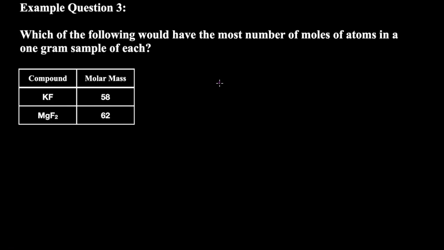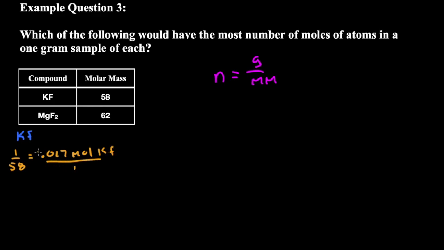To answer this question, you have to know that a mole is going to be equal to the amount in grams divided by the molar mass. And so let's start off with KF. And KF says that we have 1 gram, and we'll divide that by 58 because that's the molar mass, and that's going to be equal to 0.017 moles of KF. And so what we'll do now is we're going to convert this from moles of this molecule to moles of this atom.